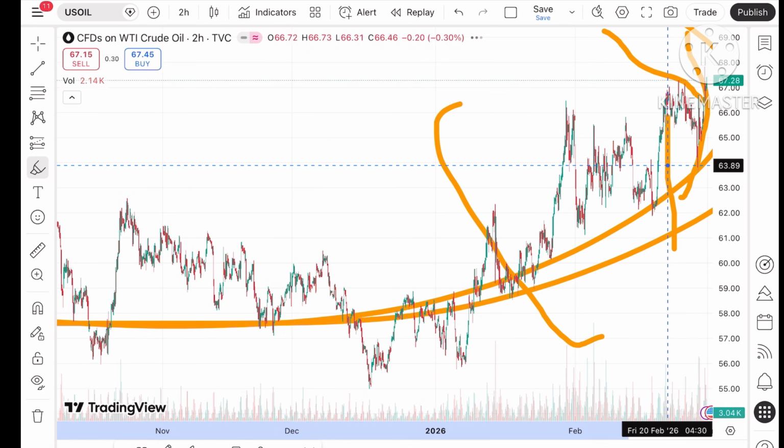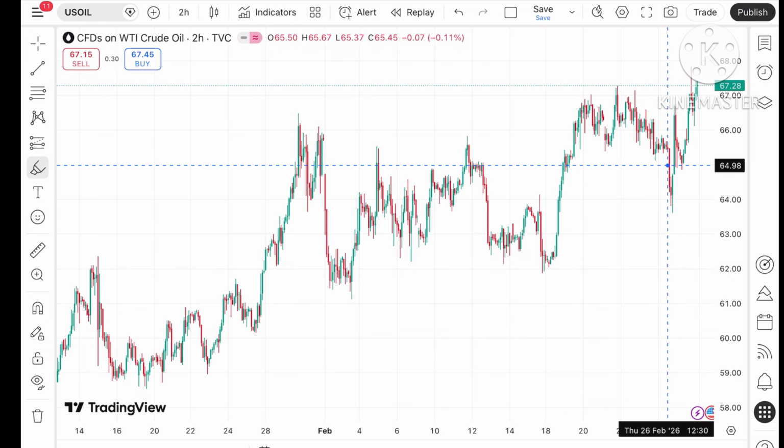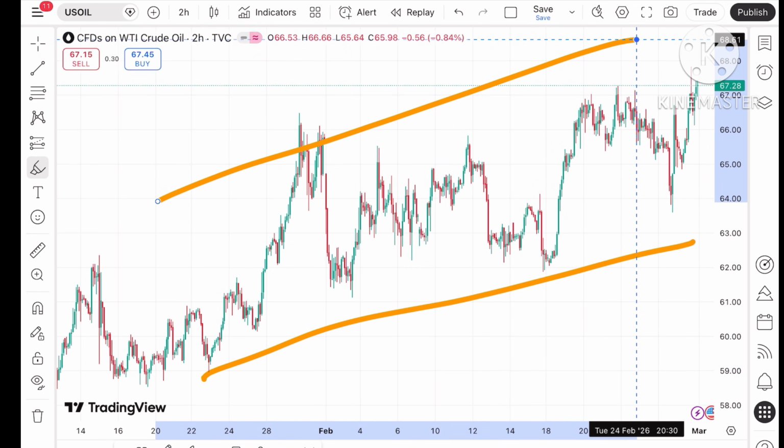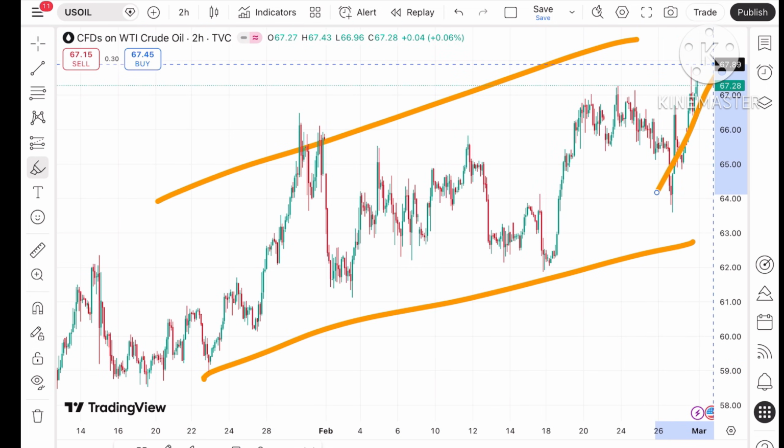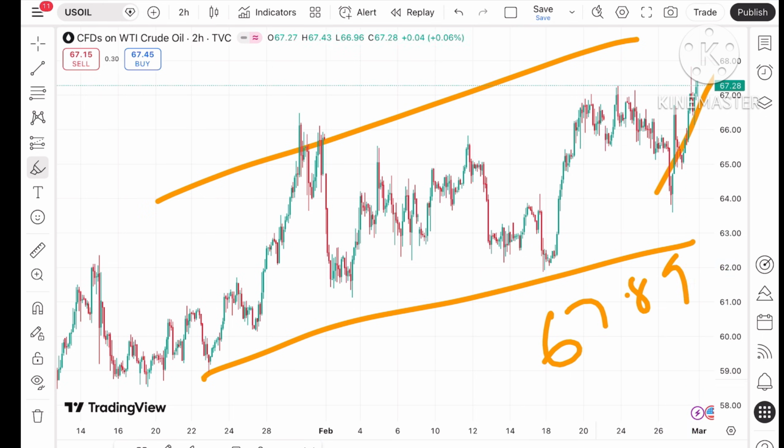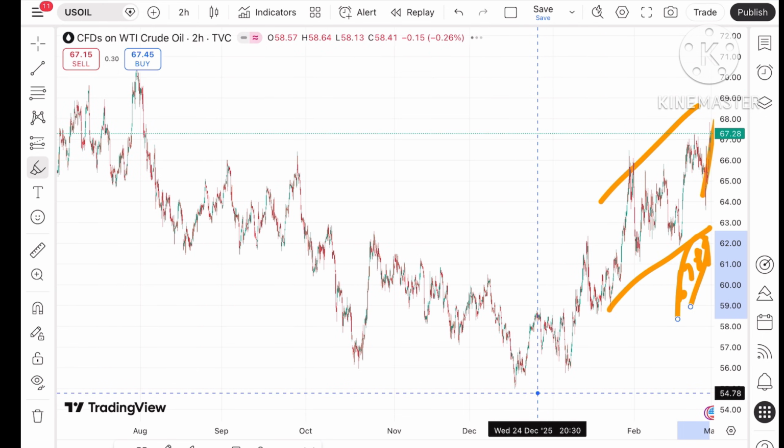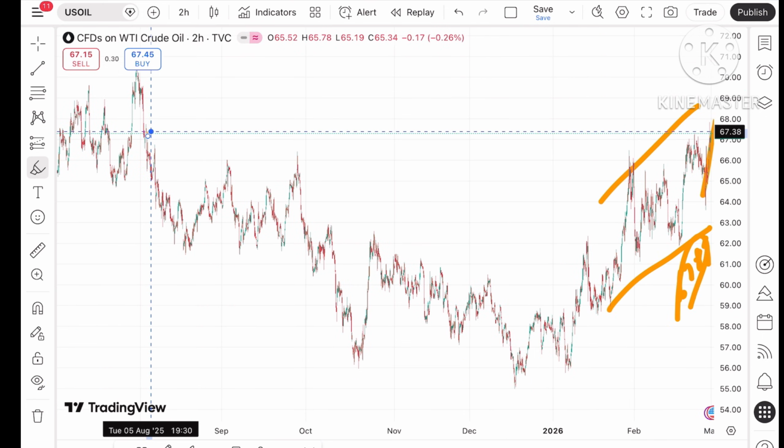Now on the 2 hours chart basis, so at least you will understand how the price is moving. See, on a 2 hours chart basis, the trend is upside. So if the price keeps moving above 67.89, at least it will go further high, because this level we have seen in August of 25. So the probability of upside can be seen.